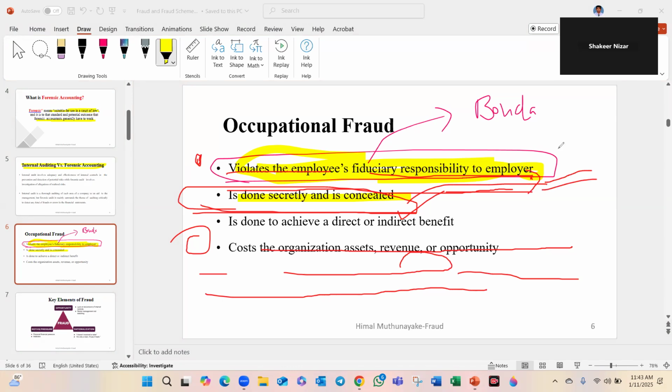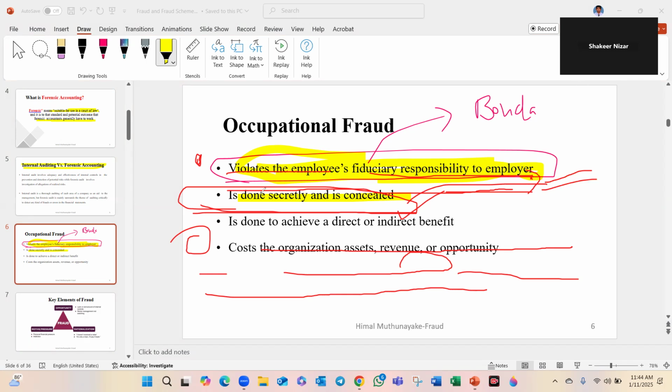Let's say I want to gain some unethical money or engage in a fraud because I have a financial issue, which we call pressure. Later on we will discuss the key elements of fraud: pressure, rationalization, and opportunity. The motivation is there.